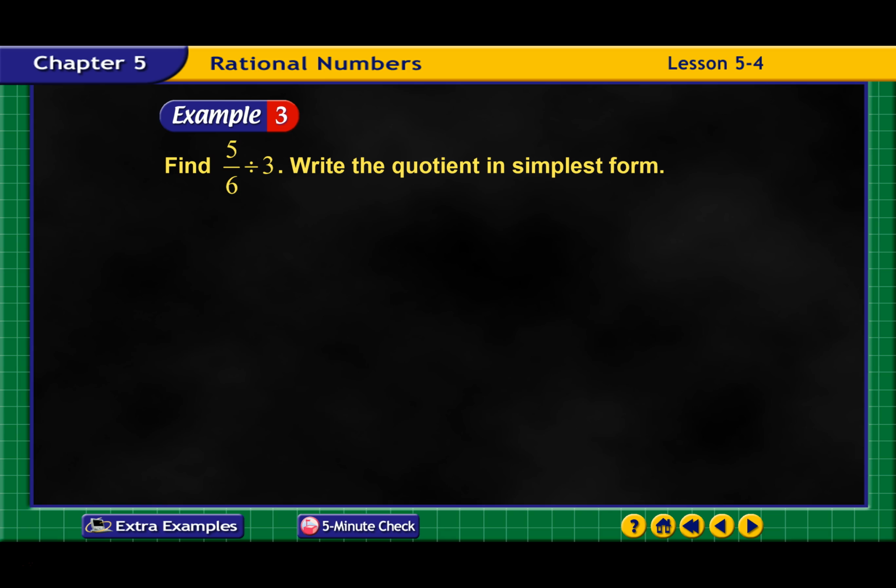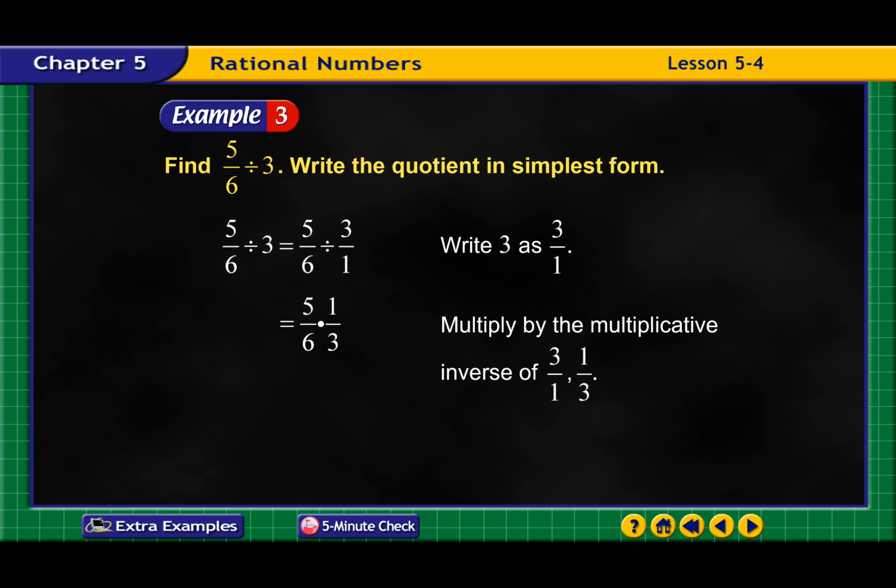All right, find the quotient in its simplest form. Well, they didn't technically put this over 1, but technically it is. So we will rewrite 3 as 3 over 1. So we keep the division sign for now. Now we use the multiplicative inverse of 3 over 1, which is 1/3. So we rewrite it, change the sign to multiplication, and flip these two.